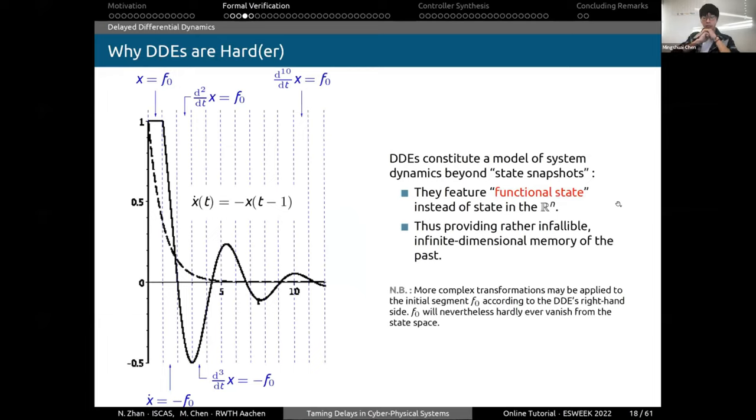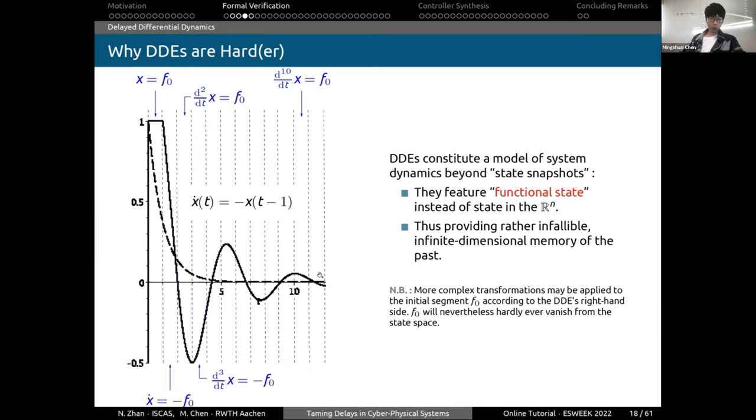All right, here I like to use this slide to argue that reasoning about DDEs is significantly harder than about ordinary differential equations. Why is this the case? As you can see on the left-hand side, where we have this very simple delayed differential equation, as you have already seen in previous slides, here we have a constant delay one. And you can in fact slice the solution space of such a system.